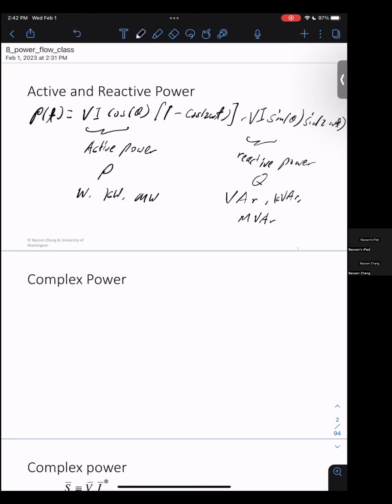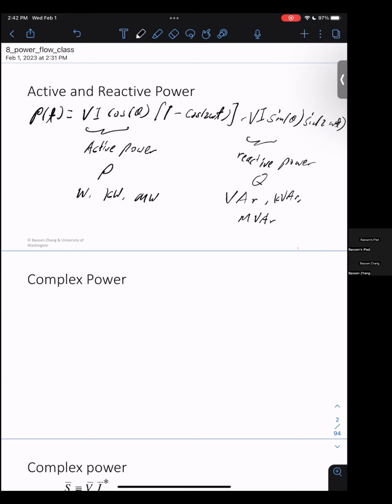These are different units. Again, when you pay for power, you pay in terms of watts, kilowatts, megawatts, and so on. So in power system economics, Q is not often used. It's there, but the calculation is much simpler than this.